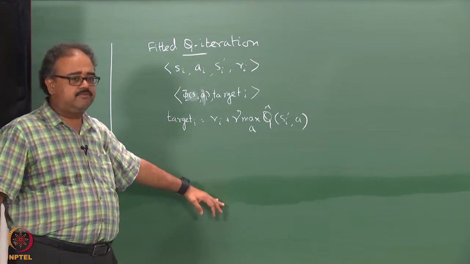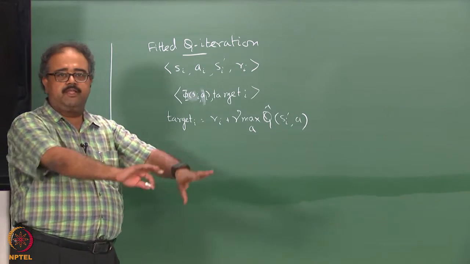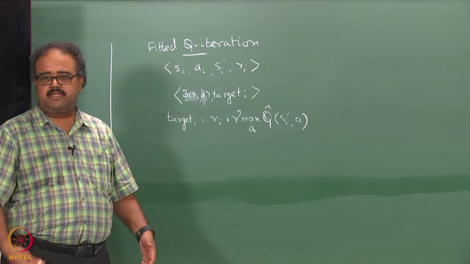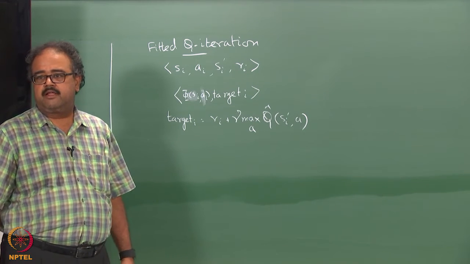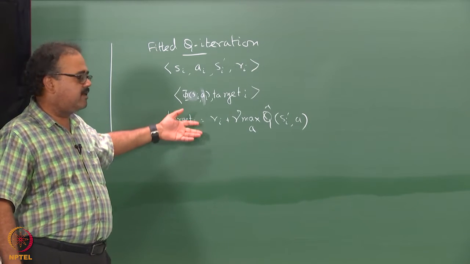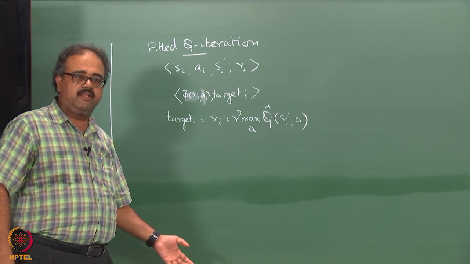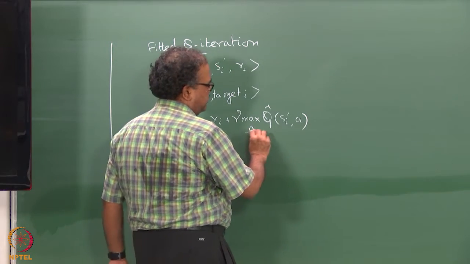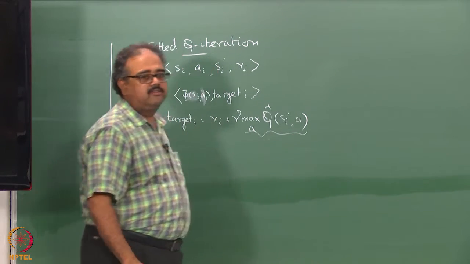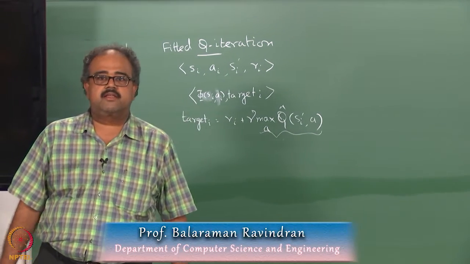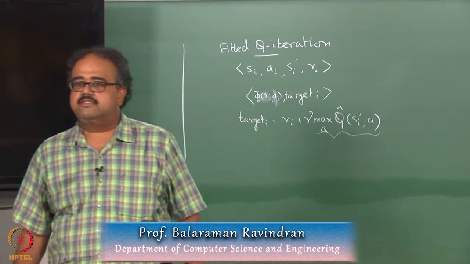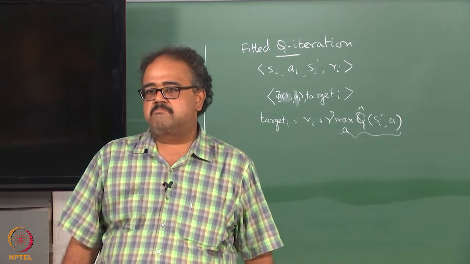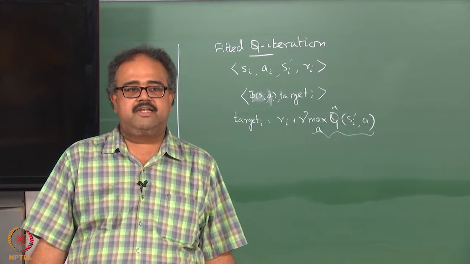So, I form a set of tuples like this, feed it to the function approximator, and then it will train something, it will spit out a new Q hat, and then I go back, I do the same thing again. So, what is the requirement that I should have? That I should be able to run this max. So, that essentially means that I should have taken all state action pairs.